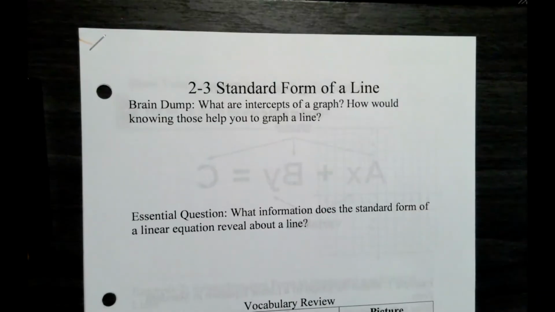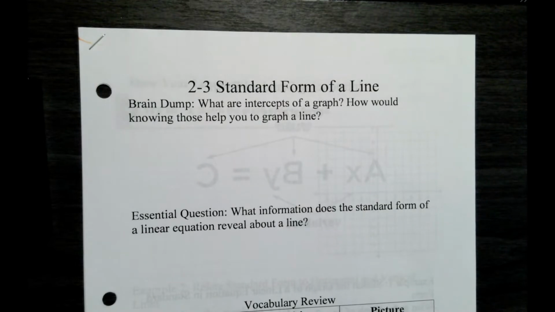Hi, welcome back. So we've talked about slope-intercept form of a line. Now we're going to talk about standard form. So what are the intercepts of a graph? How would knowing those help you graph a line?